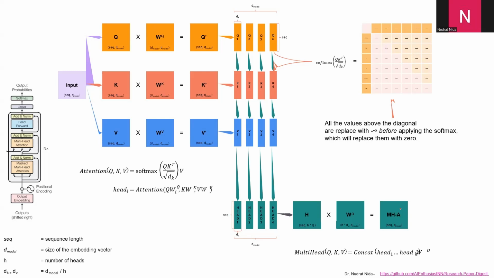And the resultant matrix, which is the multi-head attention matrix, is equal to sequence by D model, which is similar to the input that we have provided to it. So all the above values in the diagonal are replaced with negative infinity before applying the softmax, which will replace them with 0. So this formula will help us to mask out the future words, and this will help the model to only see the data that is present in the past.